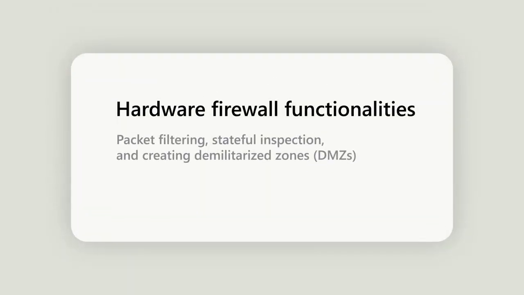After this, you explored the role of hardware firewalls and their key functionalities, including packet filtering, stateful inspection, and creating demilitarized zones or DMZs. Next up was original equipment manufacturers or OEMs and how they contribute to the security of hardware devices. For instance, OEMs play a vital role in designing, producing, and securing hardware components and implementing firmware security measures.